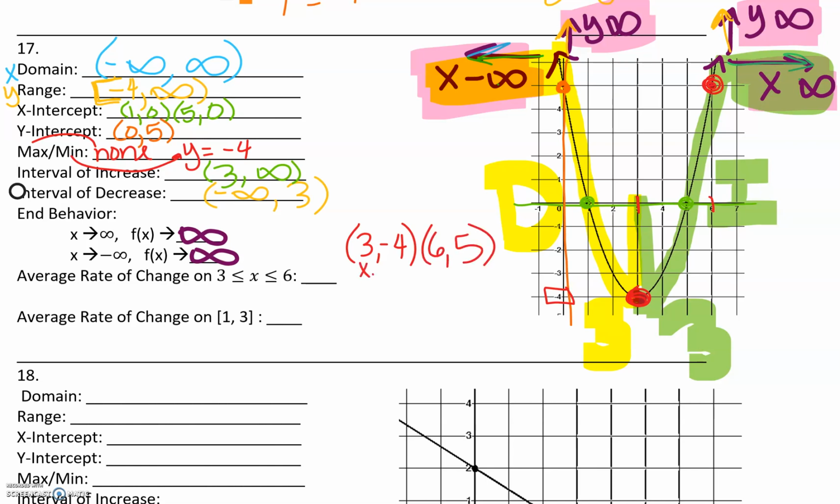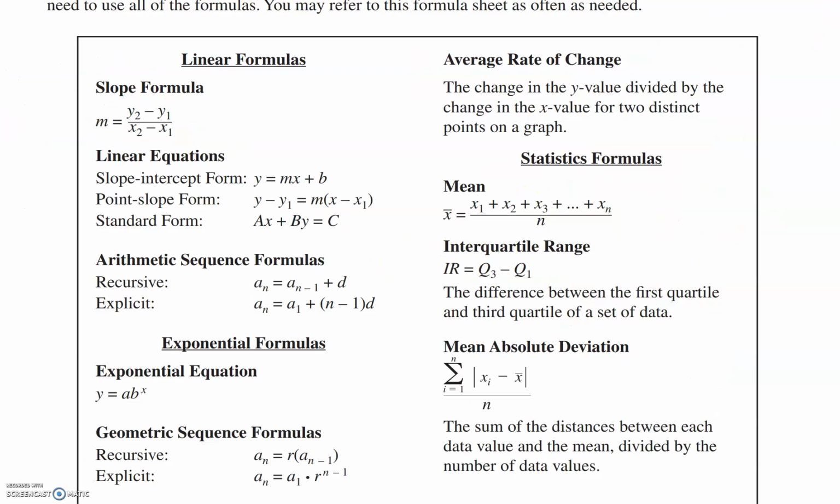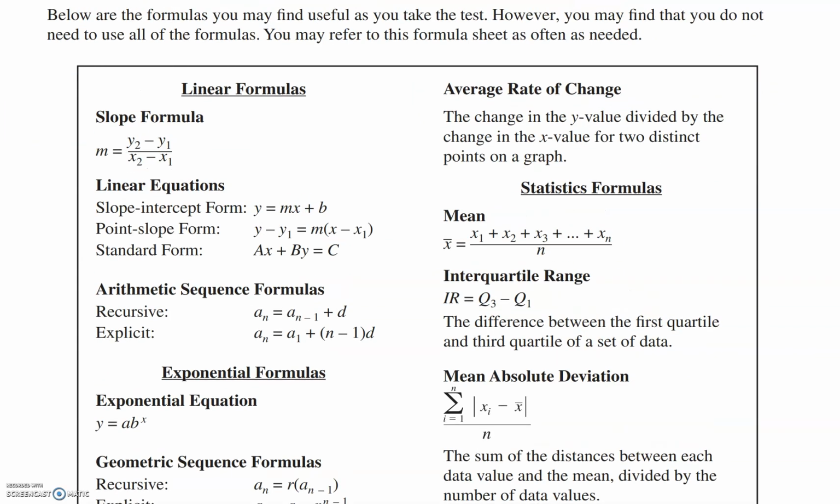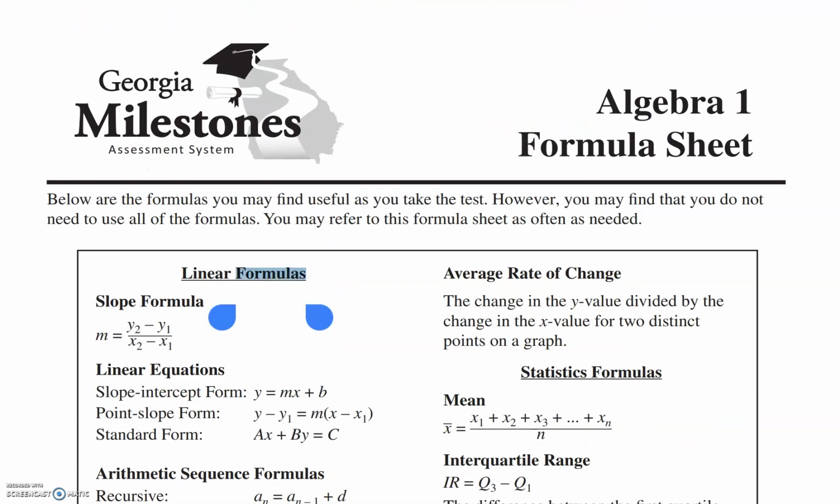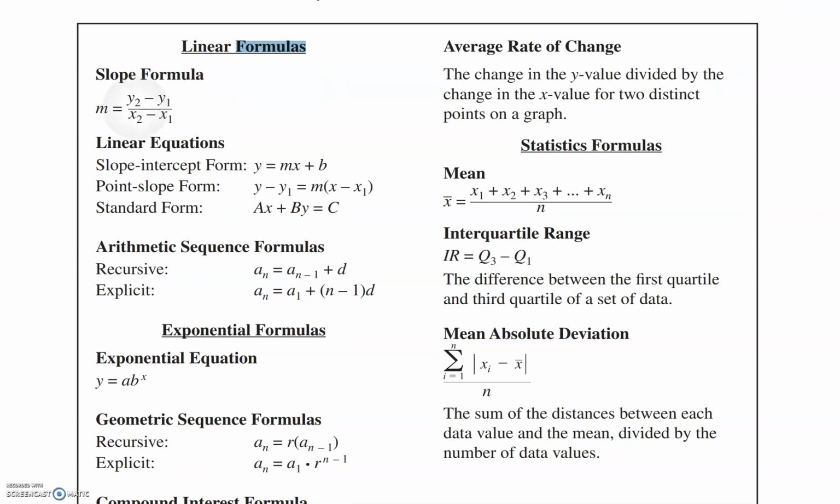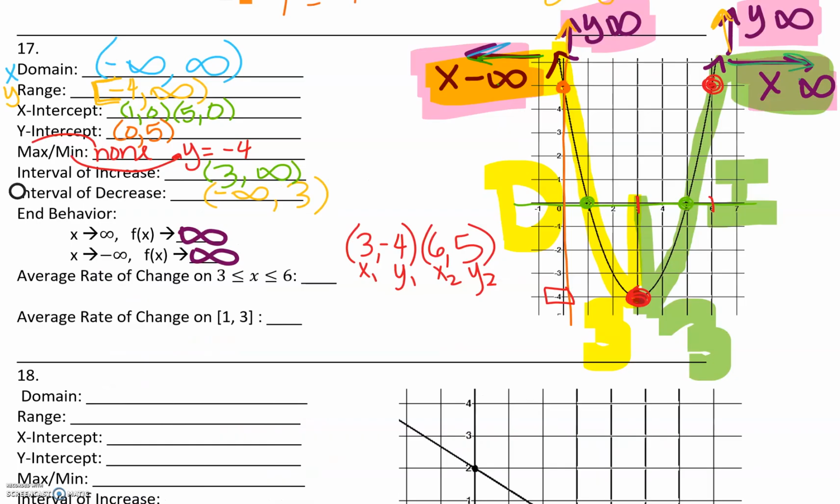So we're going to have x1, y1, x2, y2. Now, remember back to our formula sheet. If you need to grab the formula sheet out, great, that's fine. So here's our formula sheet for Algebra 1, and we see this slope equation right there, y2 minus y1 over x2 minus x1. So our y2 minus our y1 over x2 minus x1.